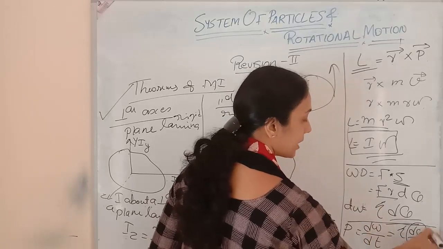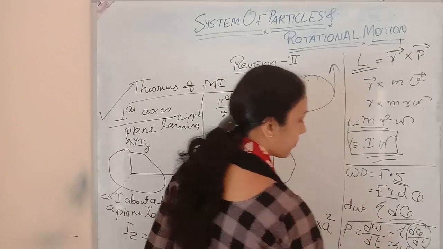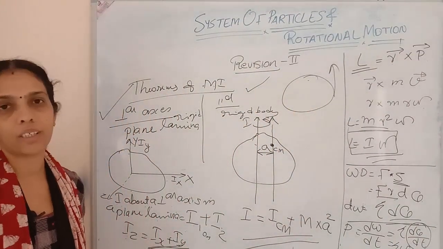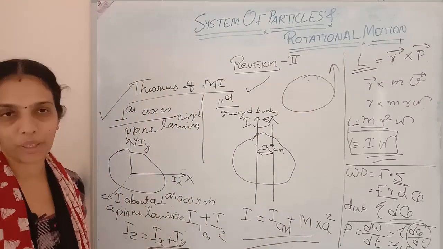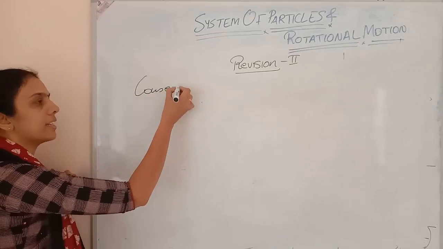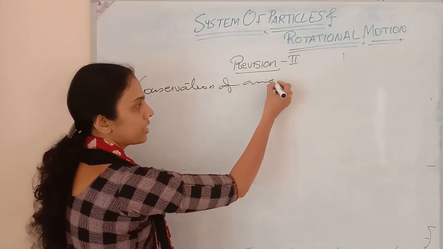What is dθ by dt? That is omega, so power equals 2 omega. Okay, that is the formula for finding out the power. Next, I am again starting conservation of angular momentum.